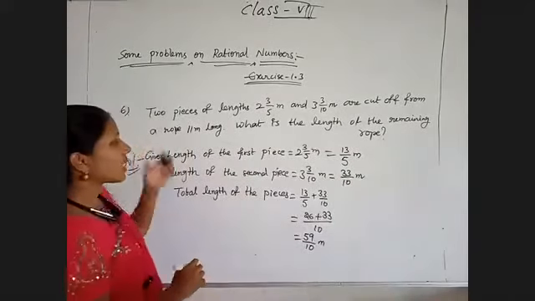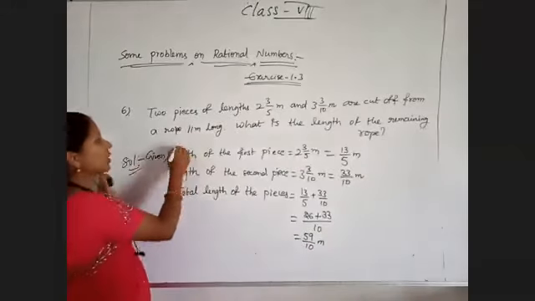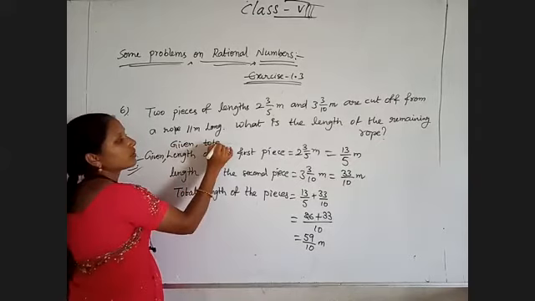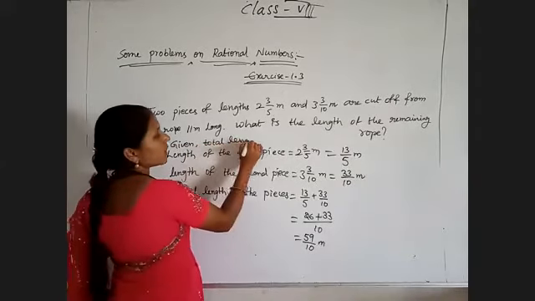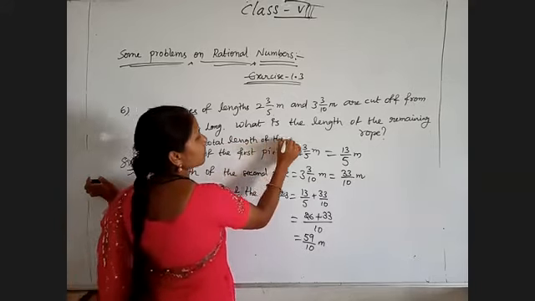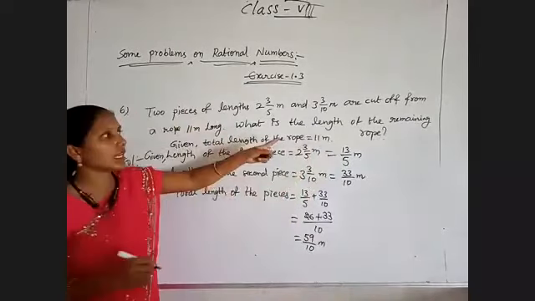Now, what is given in the question? Total length of the rope is equal to 11 meters. So here only the total length of the rope is given, which is equal to 11 meters. So now the required, what is the length of the remaining rope?